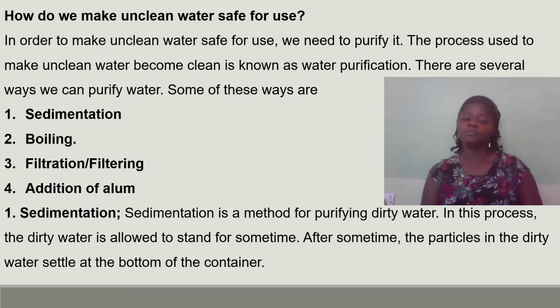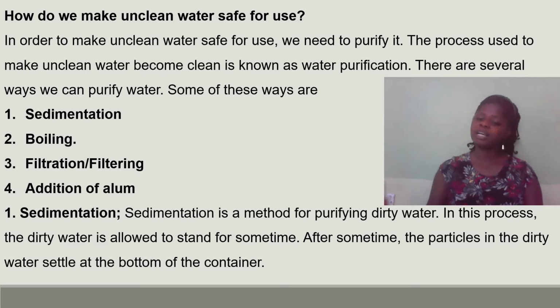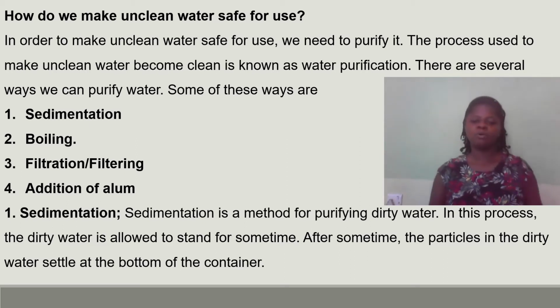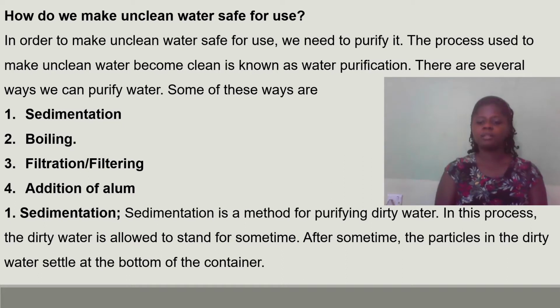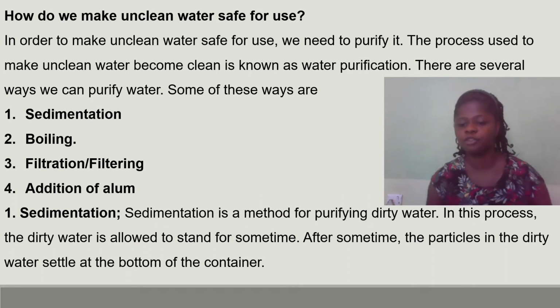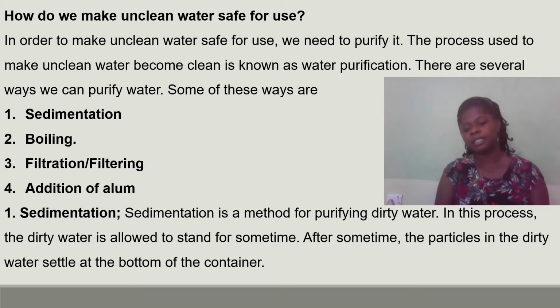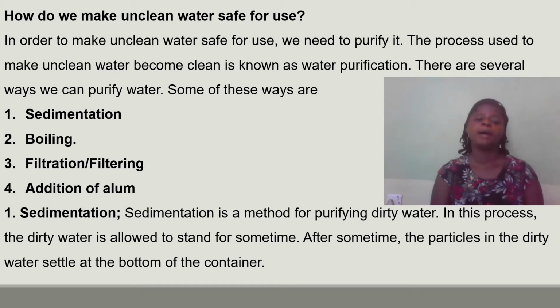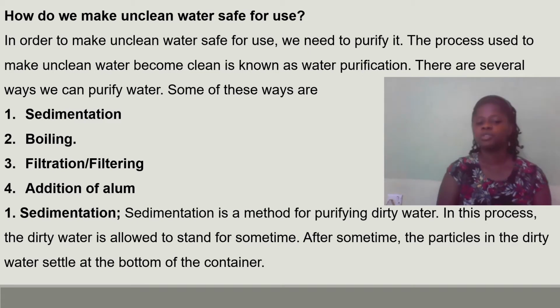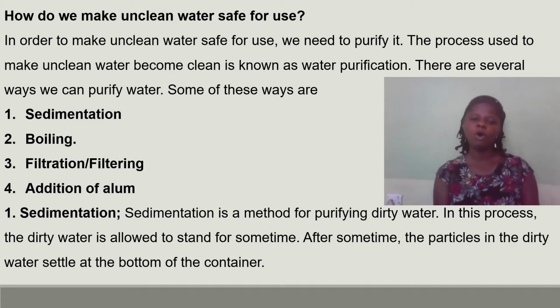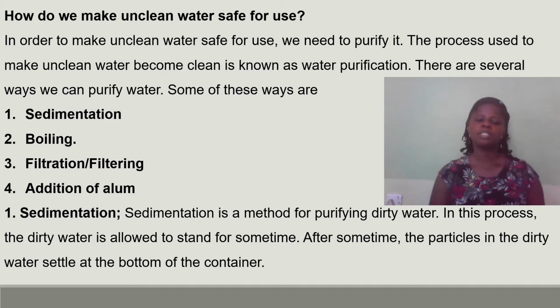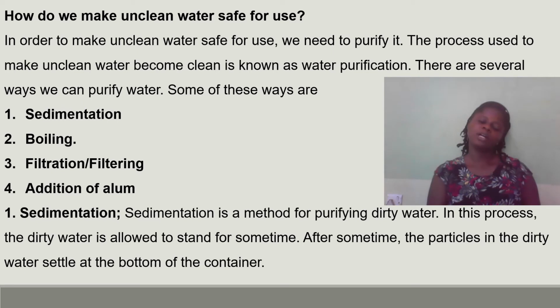Now, since we have seen the type of water we should drink, let us look at ways that we can make water clean for drinking. Now, you may get to a place where there is not good drinking water and you may need water to drink. How can you make the water clean and safe for drinking? Okay, so you can make water clean and safe by sedimentation, by boiling, by filtering, addition of alum. Okay, all these are ways by which we can make water safe for use. So let's look at them one after the other.